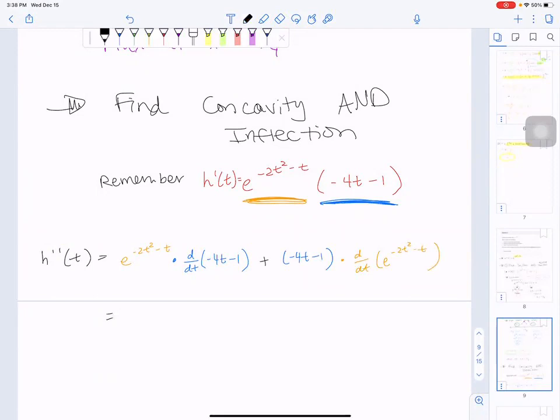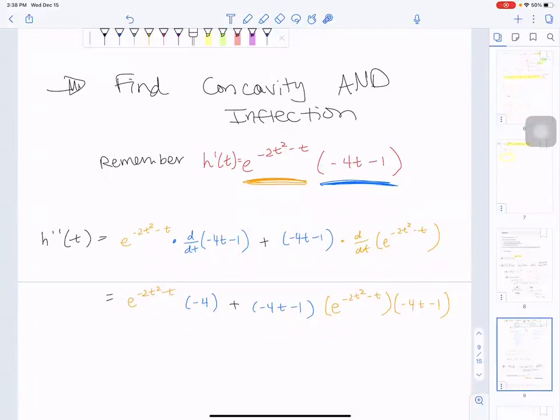Okay, so we have this first term. What's the derivative of -4t minus 1? It's -4. Plus this second term, what's the derivative of the orange thing? Don't forget you need to use chain rule for this. -4t minus 1.